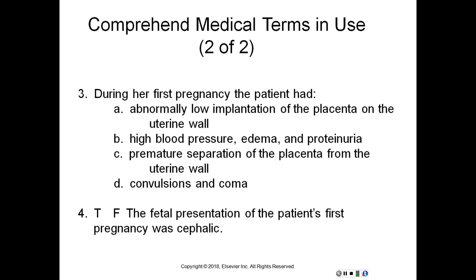And then lastly, true or false, the fetal presentation of the patient's first pregnancy was cephalic. Well, no, it was breech presentation, so that's going to be false. Remember, cephalic is head first, breech is feet, buttocks, or legs first, so 4 will be false.